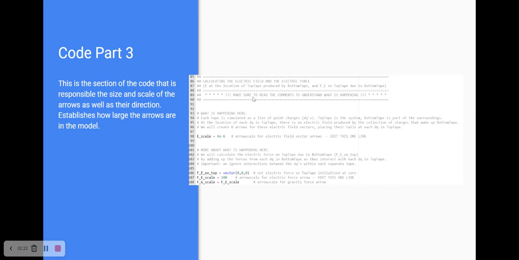Now over here we have code 3, which is going to establish the scale for the electric field vector arrows, as well as the net electric force's direction, and the scale for the force electric, also establishing that the force of gravity is equivalent to the scale of the force electric.